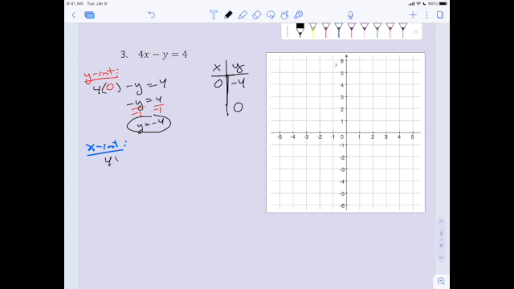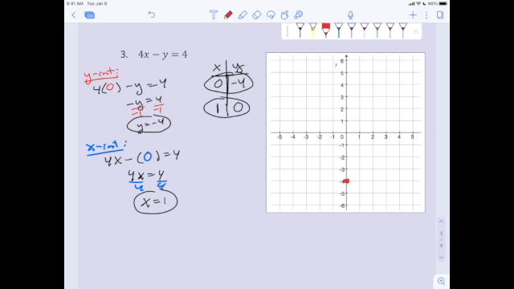If you don't feel comfortable, then write it out. But I'm going to put in 0 for the other variable, and we have 4x equals 4. Divide both sides by 4 to solve for x. x is equal to 1. So there's your 2 points here: 0, negative 4, and 1, 0. So my y-intercept is 0, negative 4.